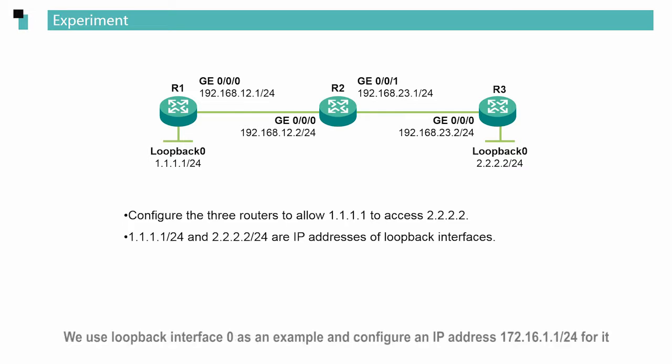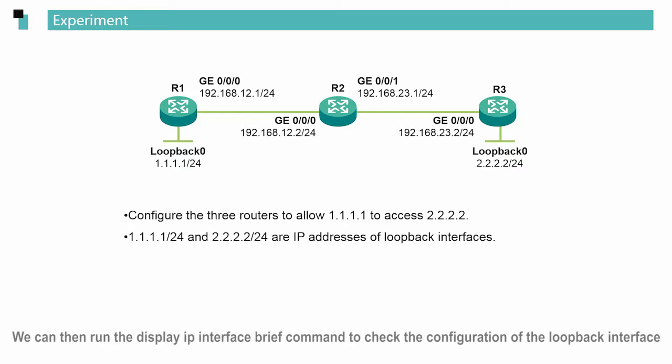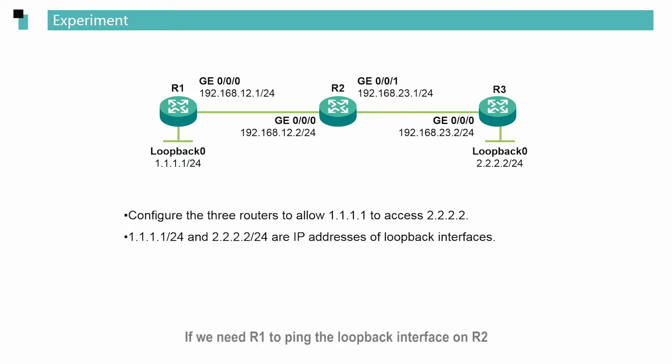We use loopback interface 0 as an example and configure an IP address 172.16.1.1/24 for it. We can then run the display IP interface brief command to check the configuration of the loopback interface. If we need R1 to ping the loopback interface on R2, R1 needs a route.